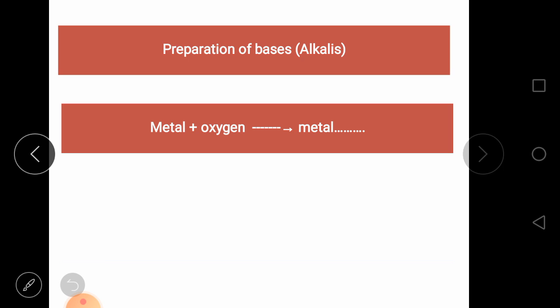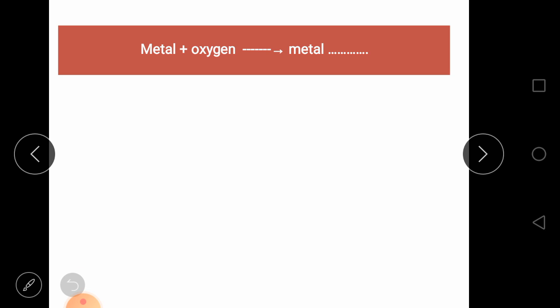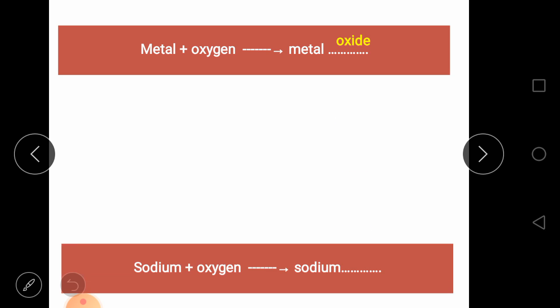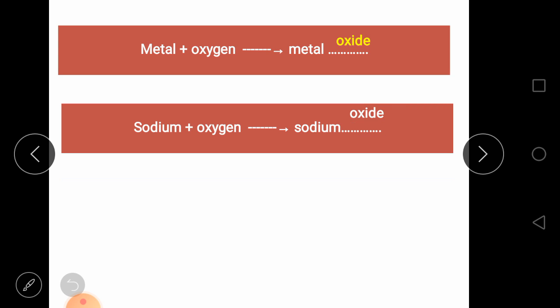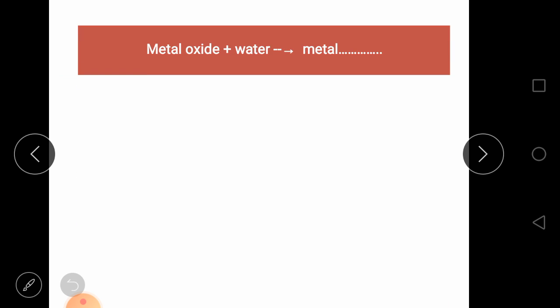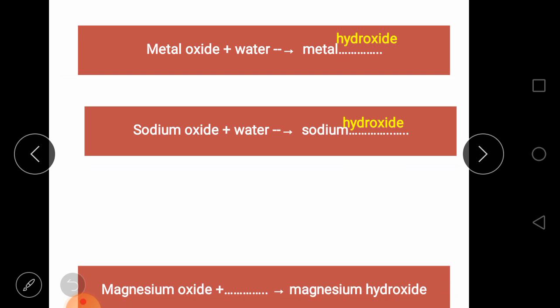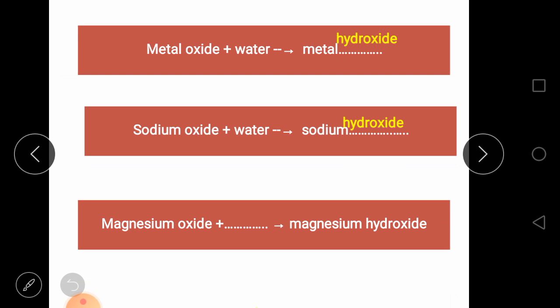Preparation of alkalis. Here we have metal plus oxygen give metal oxide. Metal oxide plus water give metal hydroxide. Metal plus oxygen give metal oxides, and here we have sodium plus oxygen give sodium oxide. Magnesium plus oxygen give magnesium oxide. Yes, good. Here we have also metal oxide plus water give metal hydroxide. So sodium oxide plus water give sodium hydroxide. And magnesium oxide plus water give magnesium hydroxide.